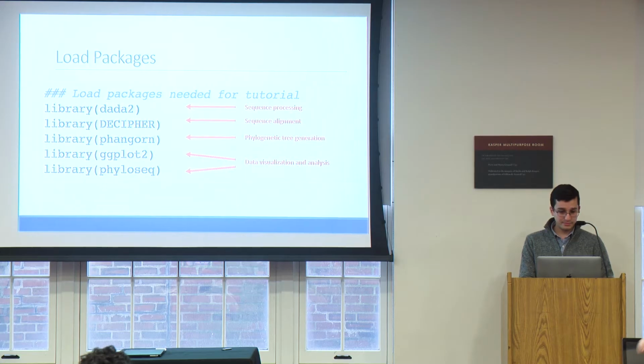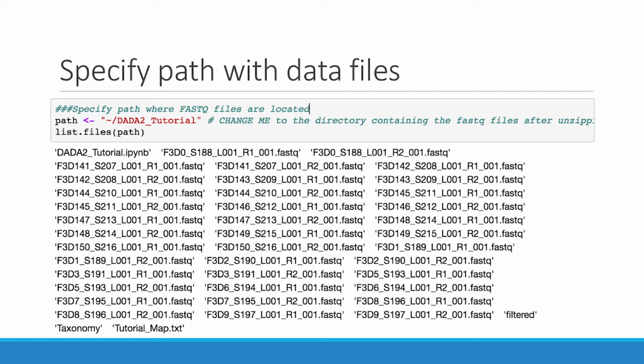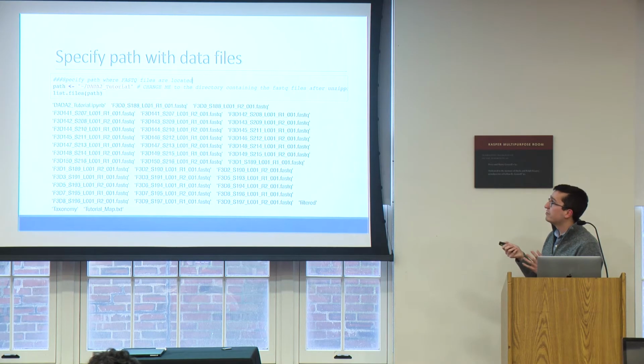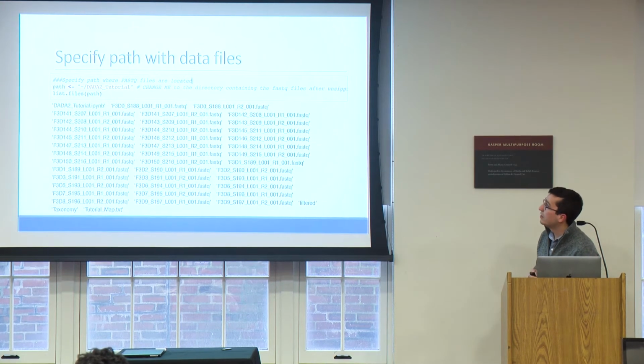Okay, so the first thing you do is you just have to point R in the right direction. You have to tell it where your files are that you'll be using for this analysis. You do that by specifying the path for R. And then if you type out list files for the path, it spits out all of your files. This is useful because it just confirms that you're in the right place. And here you can see all of the files that you'll be needing for this: the Python notebook, all of the reads, the taxonomy file folder that I pointed out, and the mapping file.